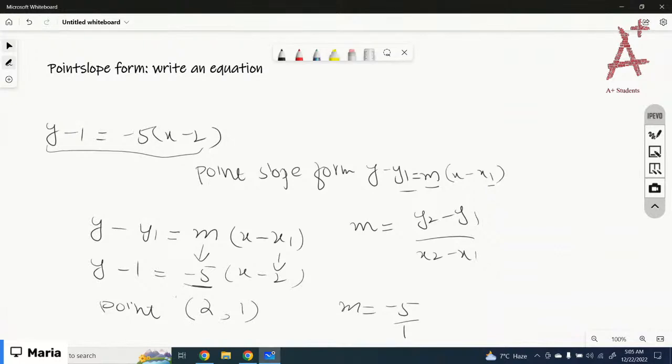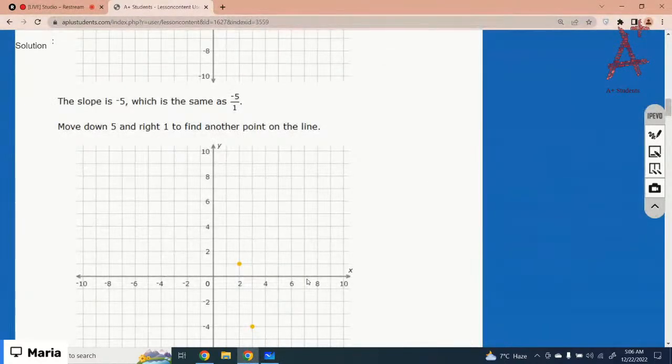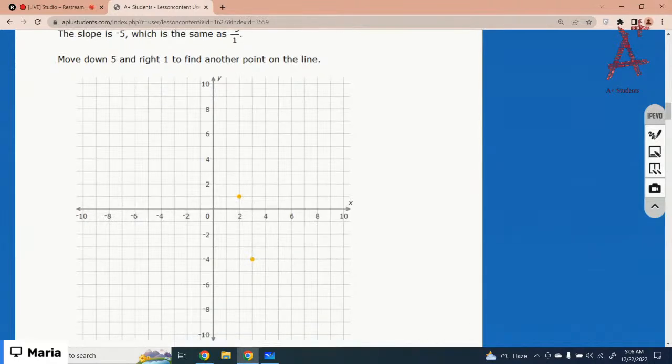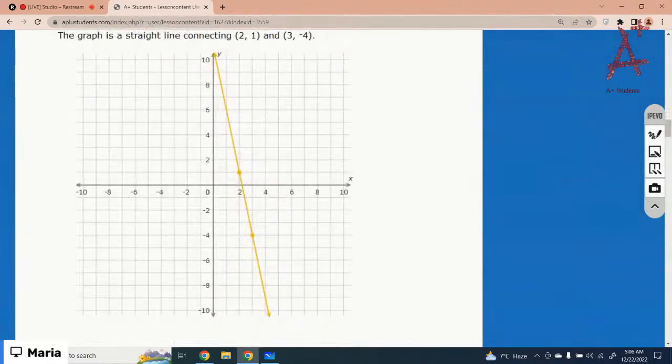So negative 5 means 5 is always the change in y. Got it? That means the value is negative, so you have to move down 5 points. And the value that is in the denominator is change in x. Got it? It is a positive value, so you have to move right one. So when you move 5 points down and one right, the point is 1, 2, 3, 4, 5. 5 down, 1 right. Here is the point. Just join these 2 points and plot the graph. That is the graph of the given equation.